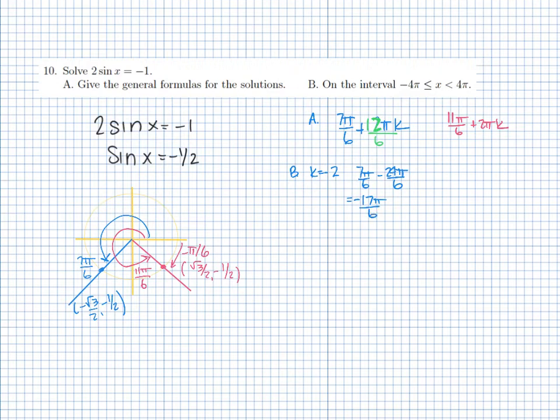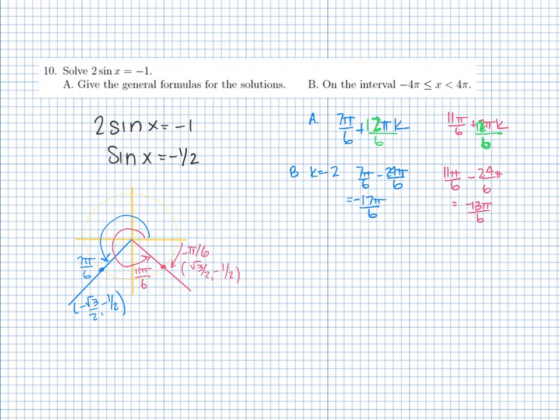We'll do the same thing with the pink one. Again, this is going to become 12/6. We'll let k equal -2. 11π/6 minus 24π/6 is going to give us -13π/6. We have found our first two values for theta.